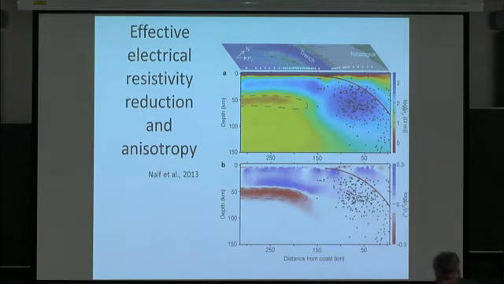Another one. Shun showed this image yesterday. This is the result of inversion of magnetotellurics. What it shows is this region where the electrical resistivity is lower beneath the plate. Also, what's shown down here is that the electrical resistivity is lower in this direction than it is in the direction in and out of the plane of this figure. That's consistent with a tube of melt along here.